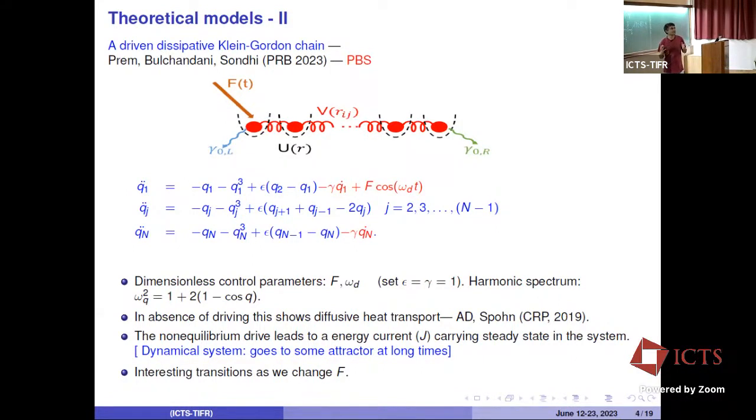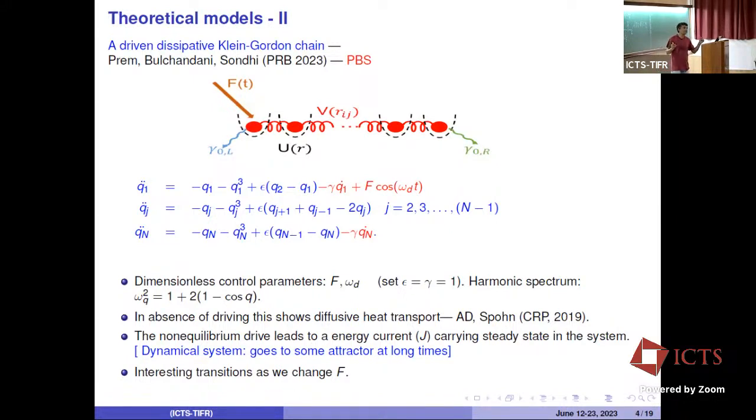And this is actually, if you didn't have drive and all, one of the simplest models where you can see Fourier heat transmission. And so you get diffusive heat transport. I mean, there are lots of things you can test, and it's completely consistent with this diffusion equation. Okay, so this is the review that we wrote some time back.